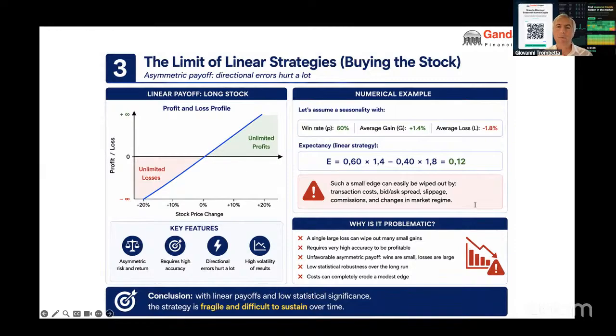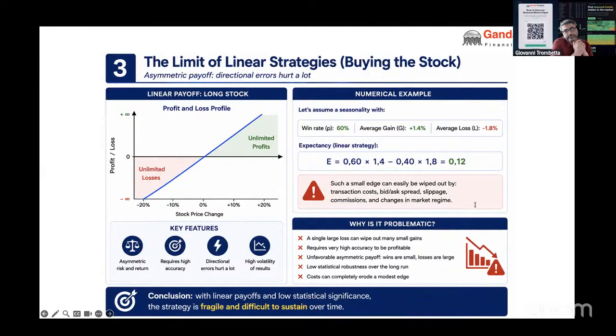So let's put this in the real world. Let's sketch the real world problem. Transaction cost, bid-ask spread, slippage. We didn't talk about these aspects, and changing market conditions can quickly eliminate that edge. So a strategy that looks profitable on paper may become unprofitable after implementation for all these reasons.